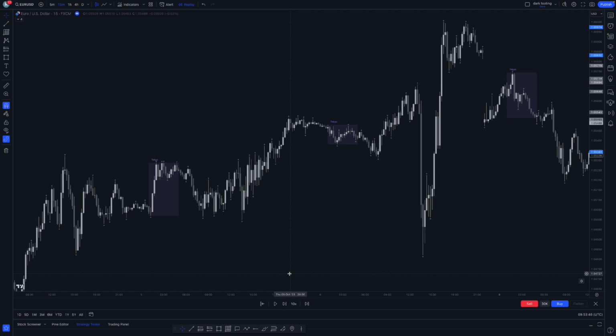It's a very simple strategy to follow, and if you're entering at high probability areas and you're following your trade plan over a large sample size, you will be wildly profitable with this strategy. So it's just that simple, guys.